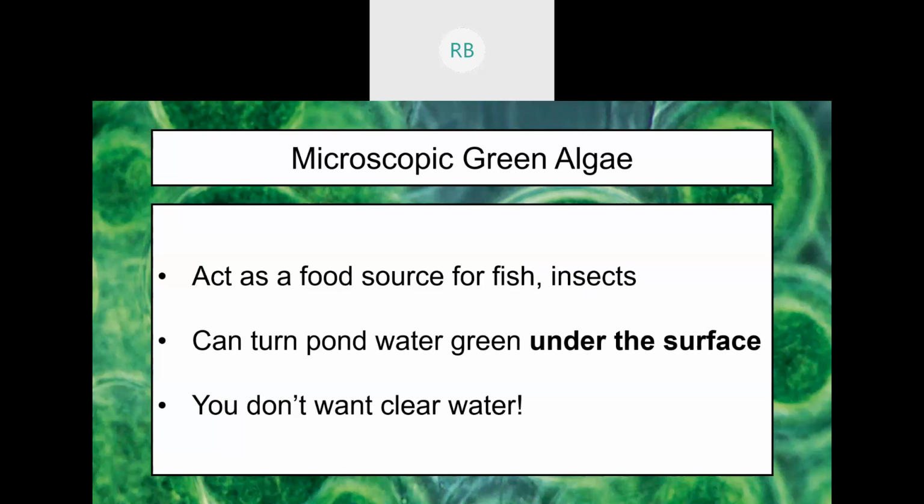The other important thing to keep in mind is you don't want pristine, clear water, especially if you're trying to husband a group of fish that you want to take advantage of in the water. Clear water means there are no nutrients, there are no materials for those fish and other organisms to eat.